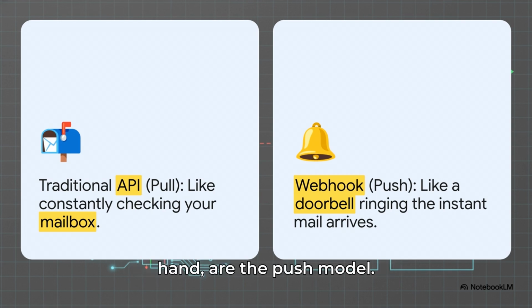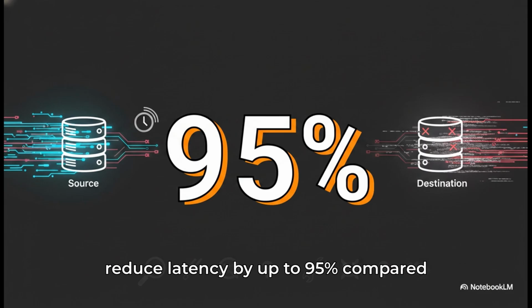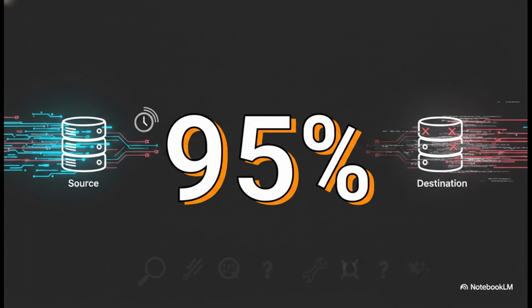Webhooks, on the other hand, are the push model. It's exactly like having a doorbell that rings the precise instant the mail arrives. The server simply pushes an asynchronous notification directly to you the very moment the event occurs. And the efficiency gains here are absolutely massive. According to enterprise integration patterns, webhook-based push architectures actually reduce latency by up to 95% compared to constant API polling. That's a real game changer. They deliver data in near real time, often within just 1 to 2 seconds.